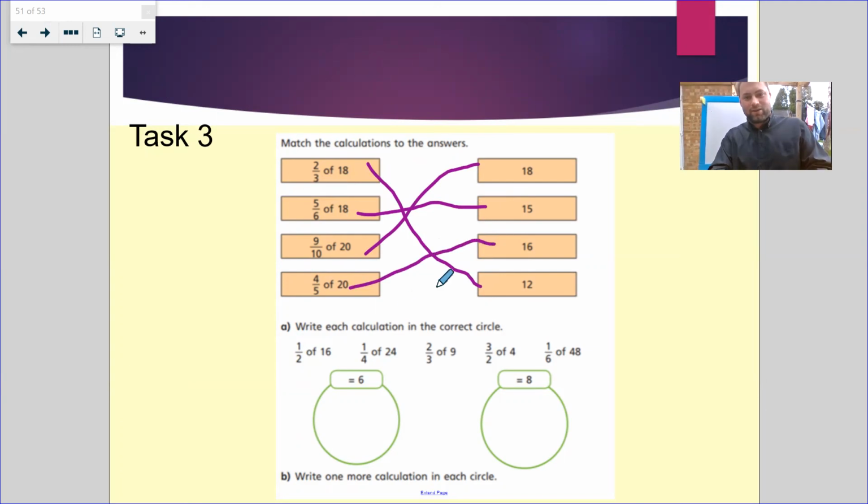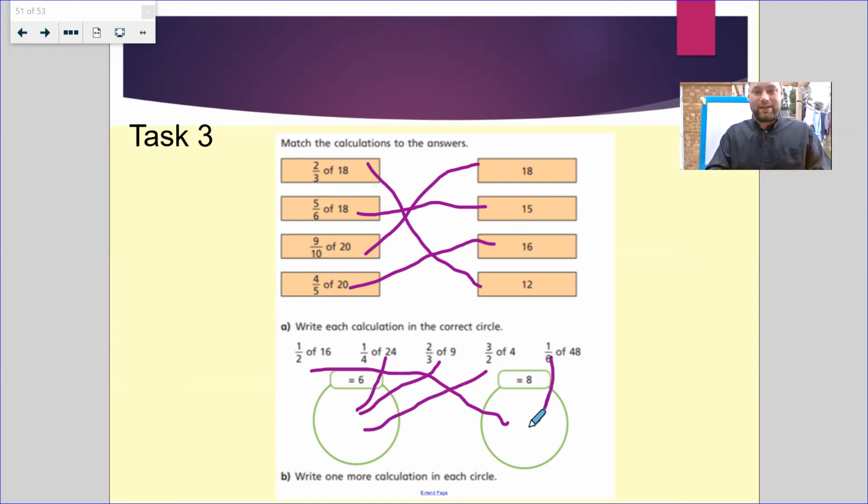And then write each fraction in the correct circle below. Half of 16 is equal to 8. A quarter of 24 is equal to 6. 2/3 of 9 is also equal to 6. Half of 4 is equal to 2. We've got 3 of them, so that is also equal to 6. And then 1/6 of 48 is 8 as well. And then just write down a calculation in each circle, another fraction that you know of.